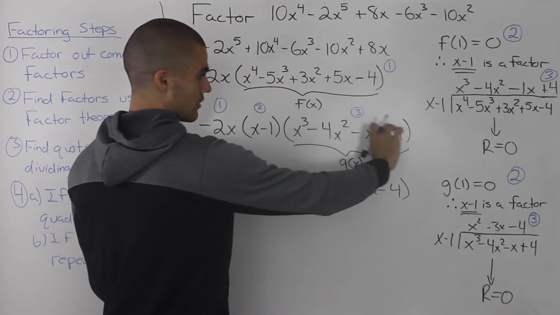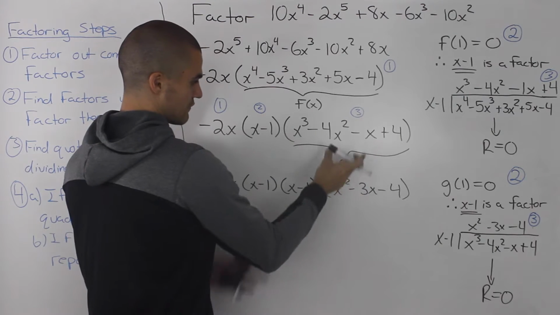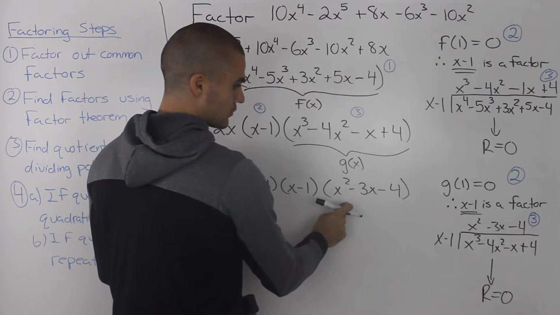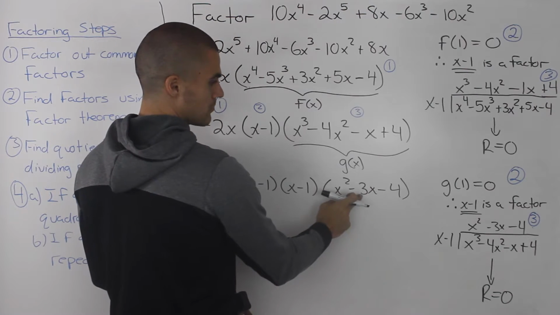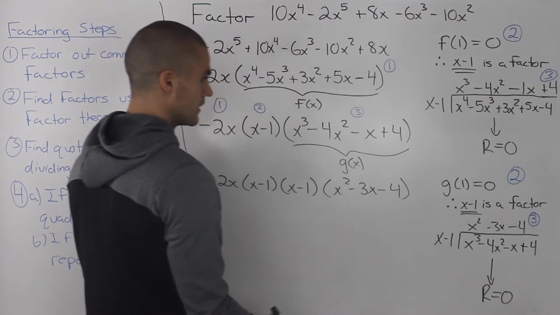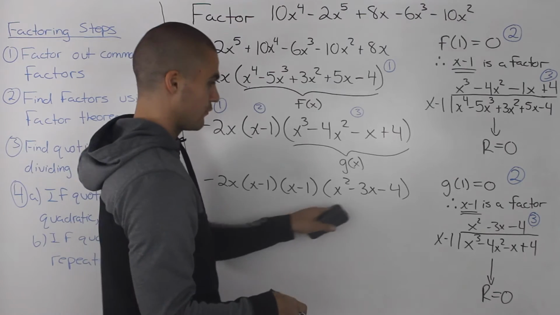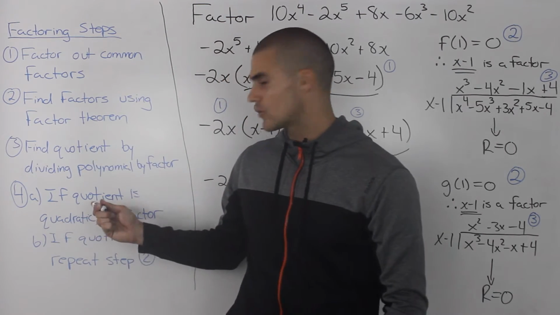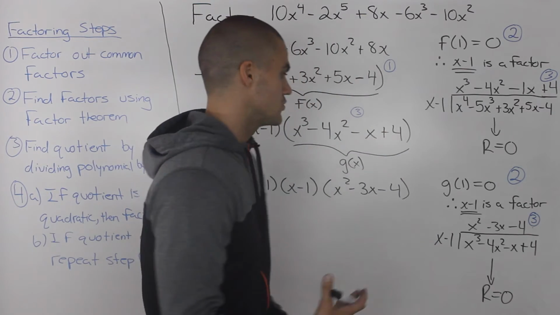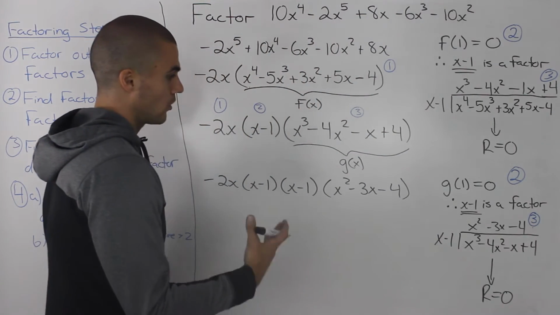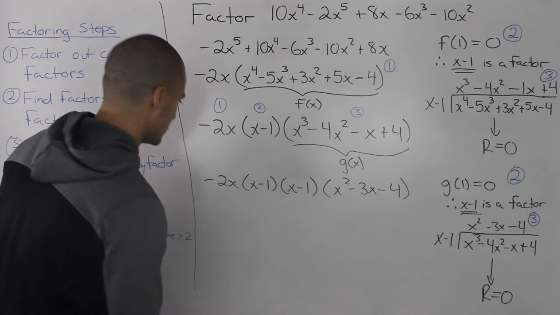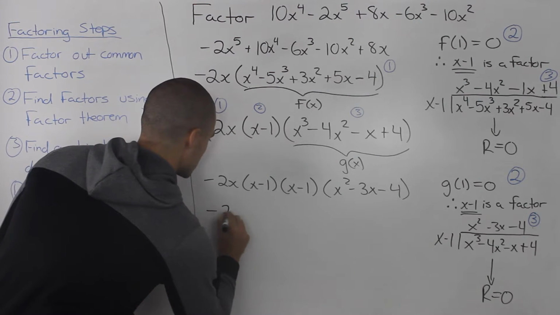So continuing our factoring process, we had the negative 2x initially, then we factored out an x minus 1, and then we took this polynomial g of x and factored it into x minus 1 again, and our remaining quotient of x squared minus 3x minus 4. So now we move on to step 4 with this remaining quotient here, and because it's a quadratic, we can just use the quadratic formula or decomposition if it factors smoothly. And in fact, it does factor smoothly.